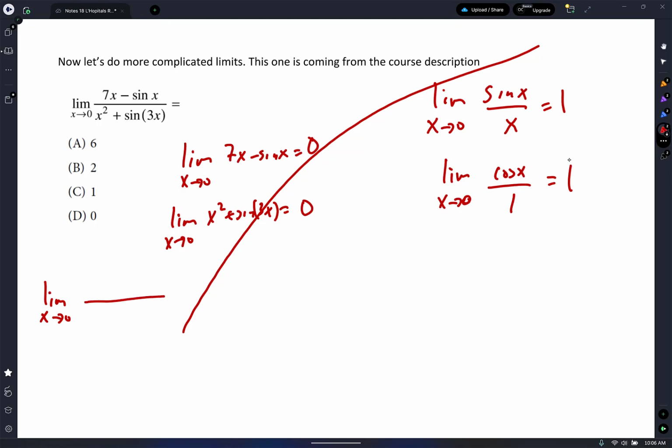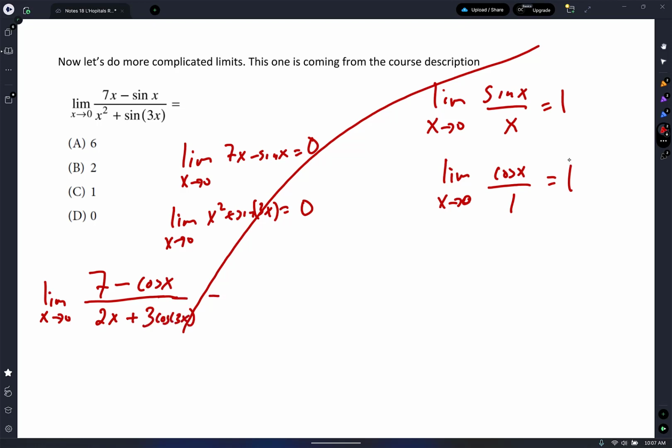What's the derivative of 7x? 7 minus what's the derivative of sine x? Just cosine x. Are we still okay? What's the derivative of x squared? 2x. What's the derivative of sine 3x? Cosine 3x times 3, so 3 cosine 3x.